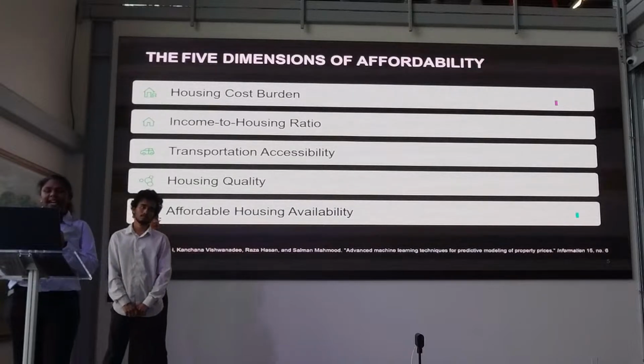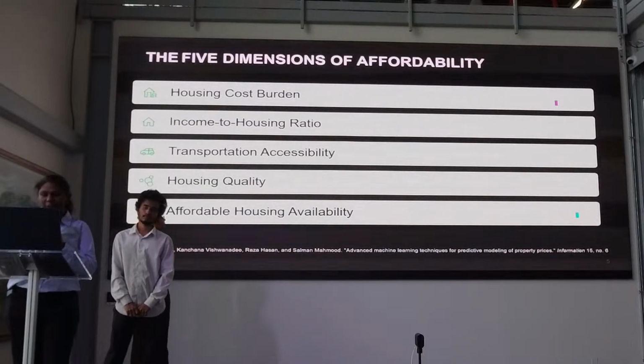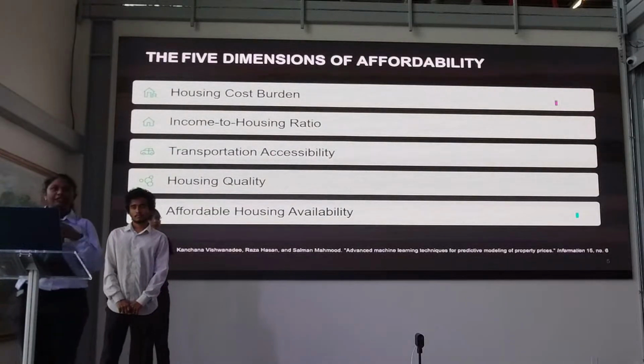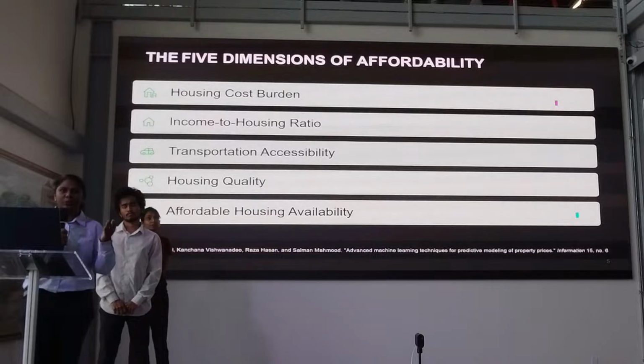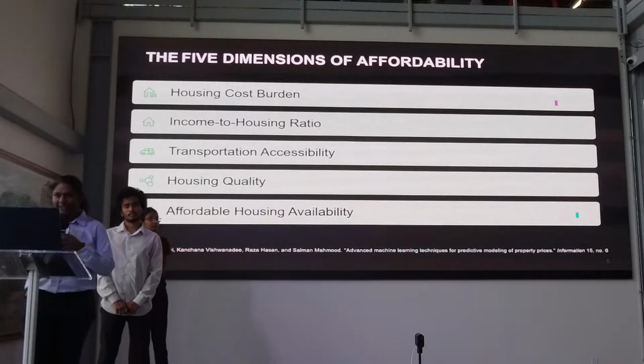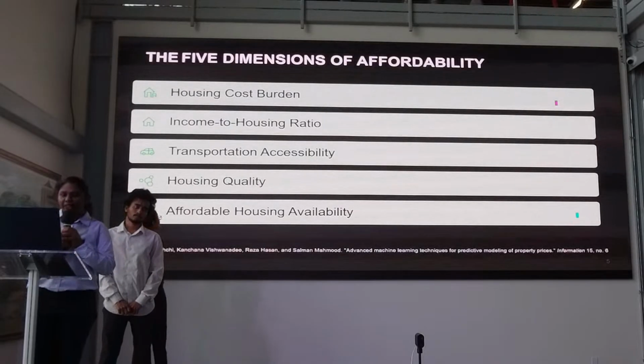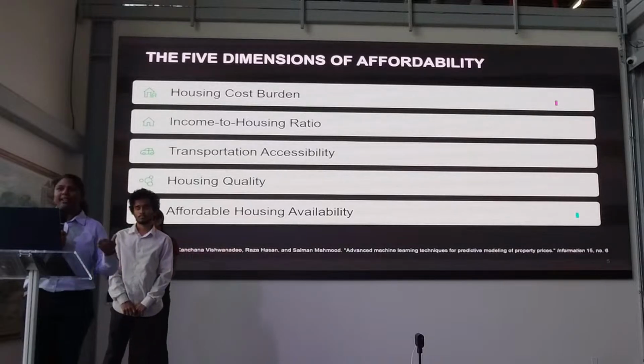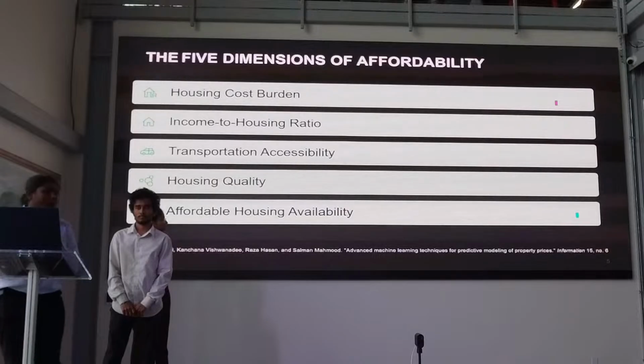Next is housing and transportation, whether we need to drive a long way to reach our workplaces or not. And finally, affordable housing availability. It's about the subsidies that are about to expire. If they expire, people can't afford it anymore in the future. Now I'm handing over to my teammate.